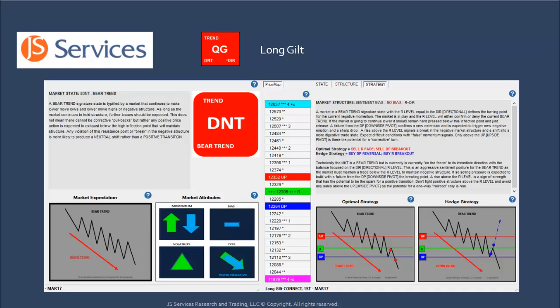The long gilt has the same structure bias in a bear trend, so the more interesting opportunity is a hedge strategy by R breakout. For trend type market states, the R equal directional is an aggressive position which basically is saying, prove it to me. If you're really going to trend lower, price action will maintain a trade below the directional R and work negative structure. If not, then there's the potential for a corrective rally on a breakout above the R level.